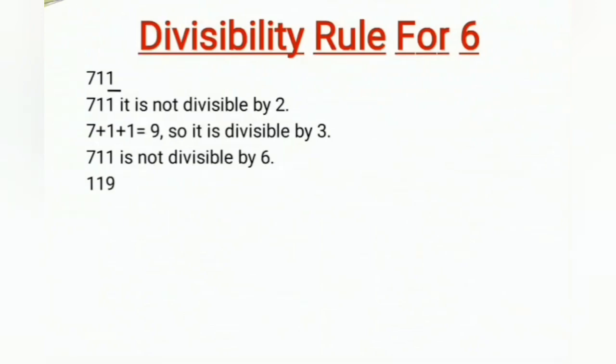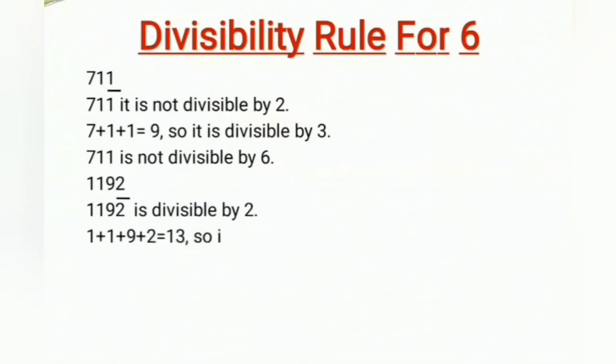Next one is 1192. This is an even number, so it is divisible by 2. The sum of the digits of 1192 is 13. So it is not divisible by 3. As in both examples, the given number is not divisible by both 2 and 3, so it is not divisible by 6.